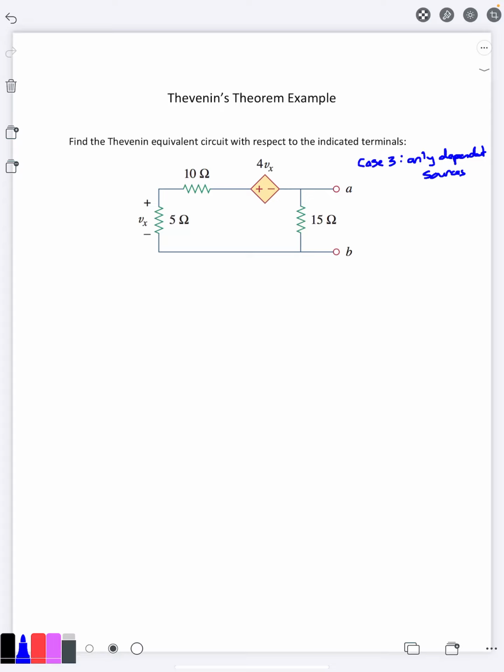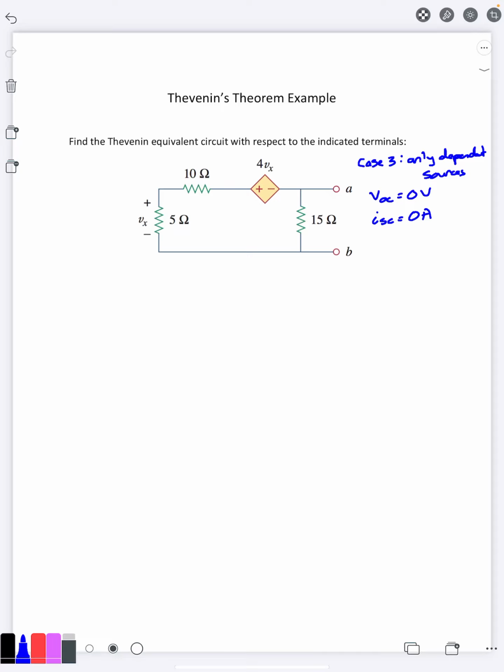Now, there is one part that's actually easy about this case. Since there are no independent sources, unless you plug a power supply between the two terminals A and B, there is nothing generating power in the circuit. There's nothing that's going to cause anything to actually happen. If you think about it, this is 4 times this voltage over here. Well, if that voltage is 0, then this is 0, and nothing's going to happen in the circuit. So VOC is 0 volts and ISC is 0 amps. So right away you get the Thevenin voltage and the Norton current without doing any work.